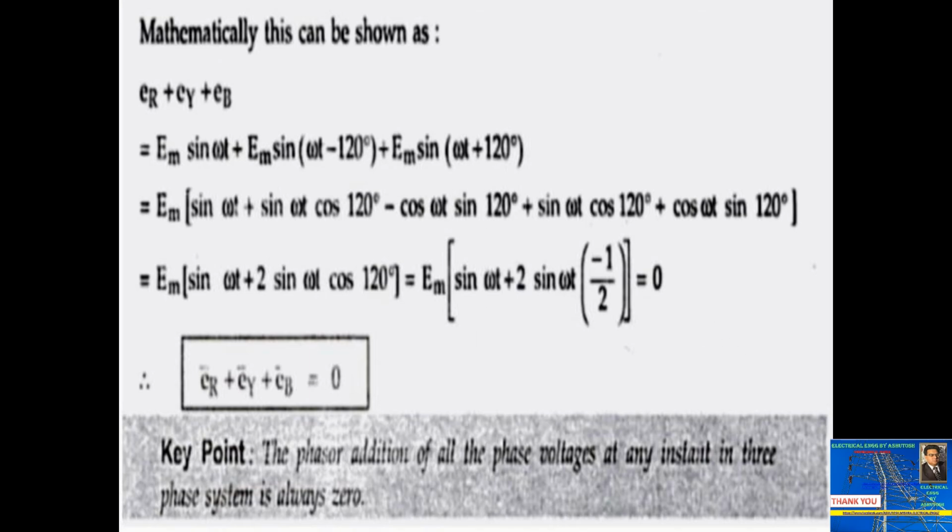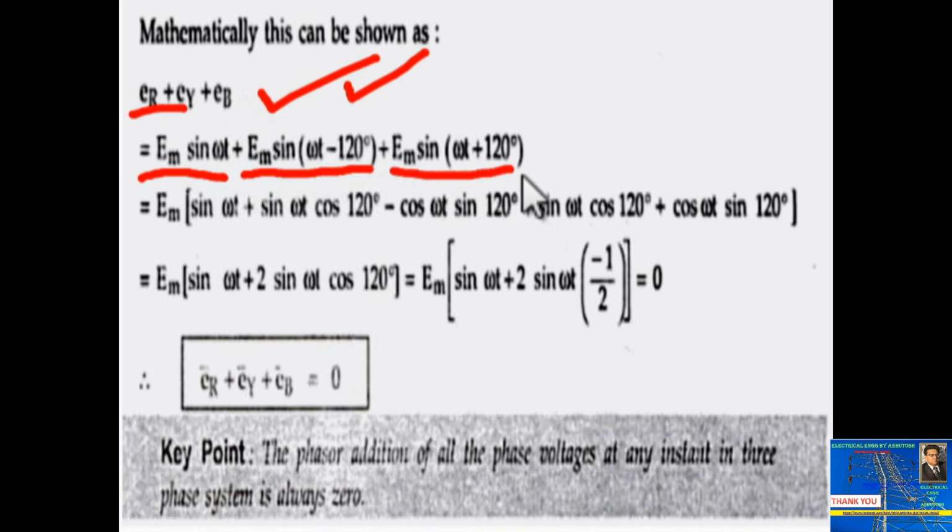What we have seen earlier, ER plus EY plus EB, there will be three induced EMFs. So for ER, the EMF will have no phase difference. So the voltage will be EM sin omega t. The second phase, the Y phase, guys, will have a phase difference of minus 120 degrees, which is lagging. Then in the third voltage there will be a phase difference of plus 120 degrees or minus 240 degrees.